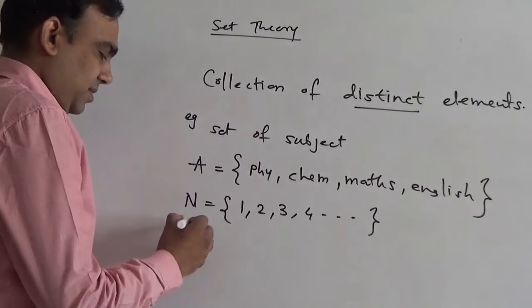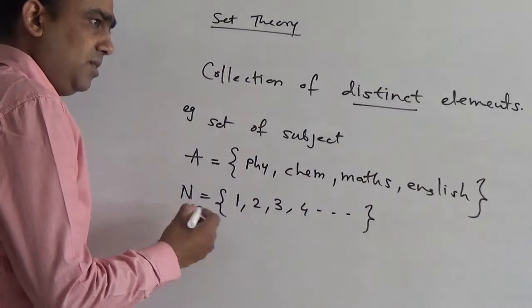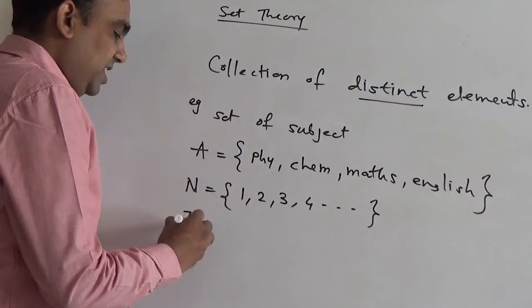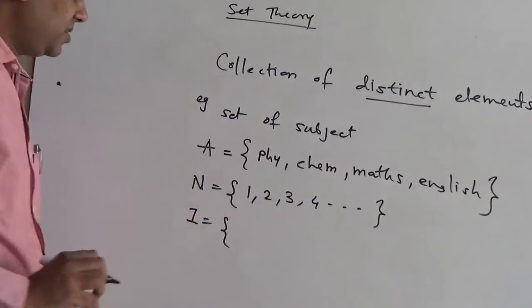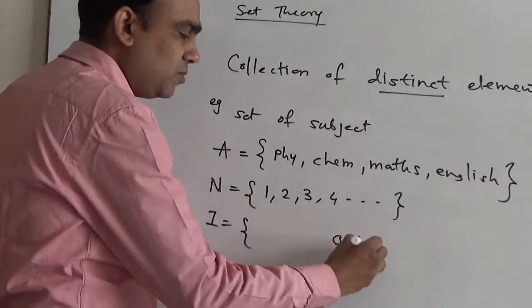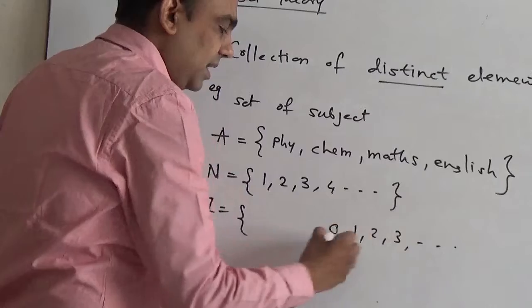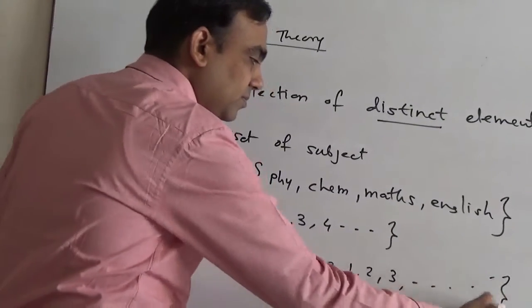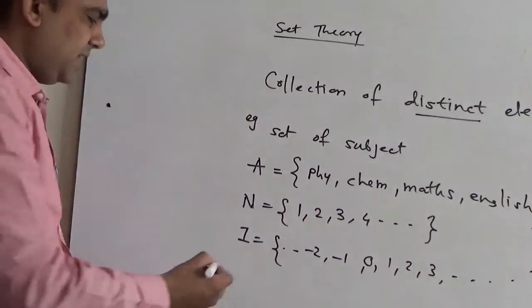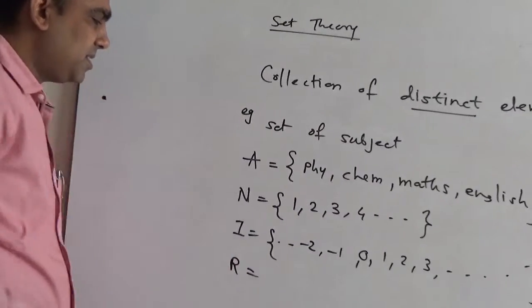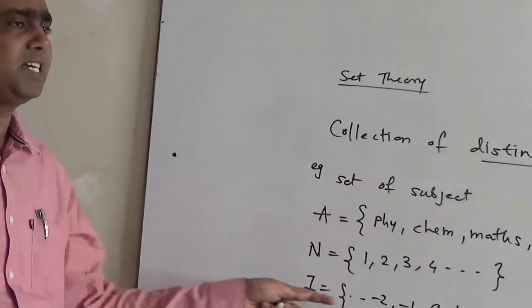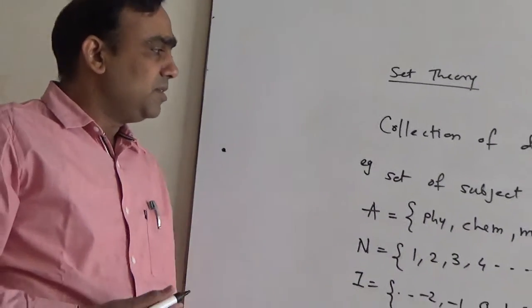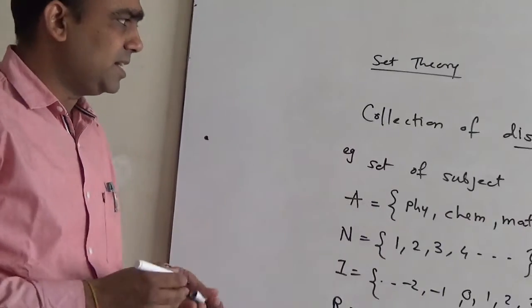Then we come to the set of integers. In integers, we cover 0, 1, 2, 3, as well as -1, -2, and so on. Then we go for the set of real numbers. Real numbers cover integers as well as fractional numbers. So this is about the sets.